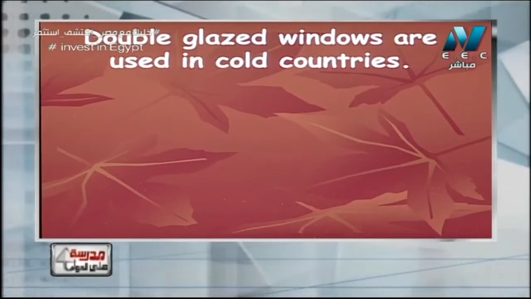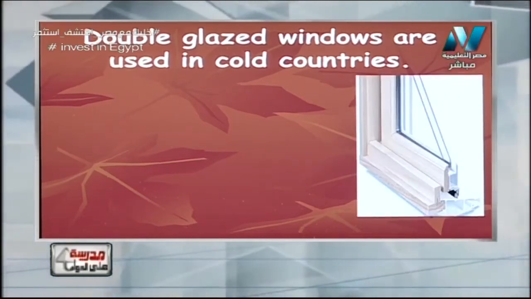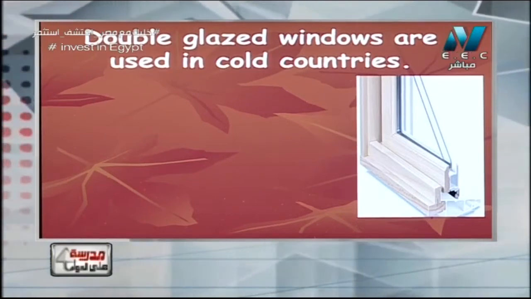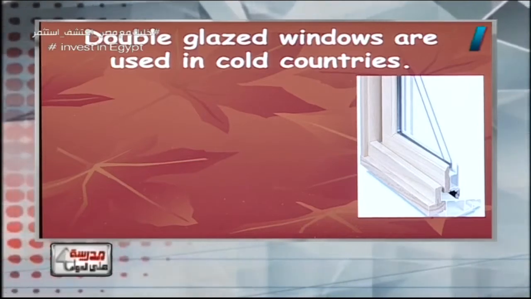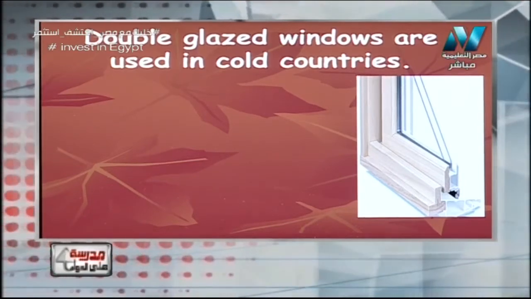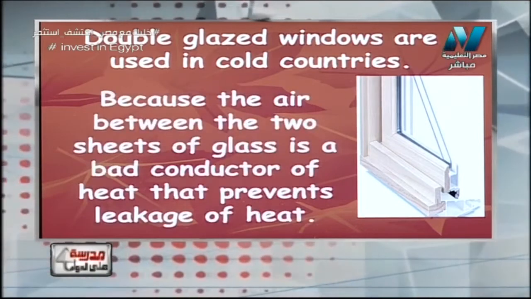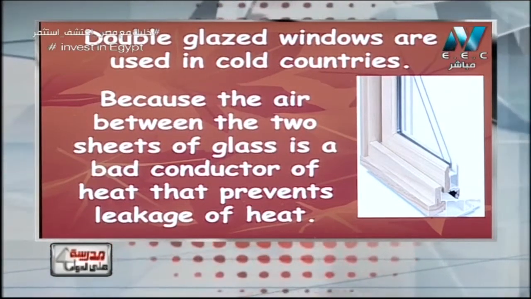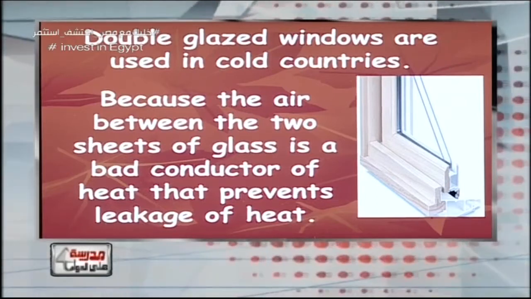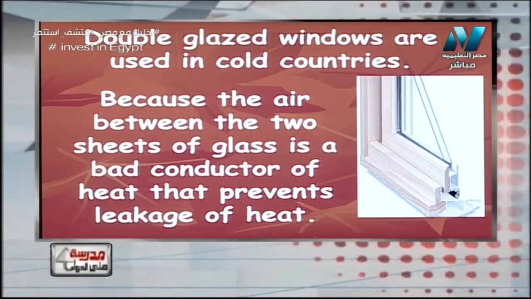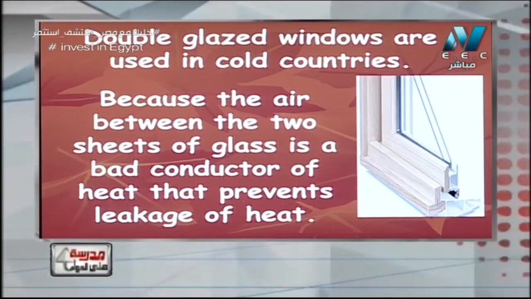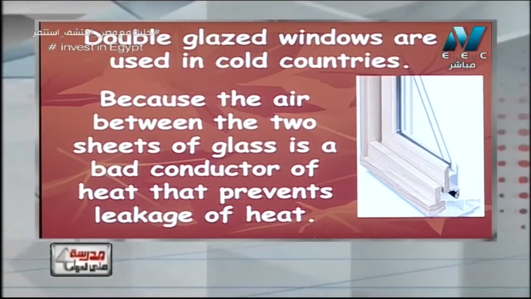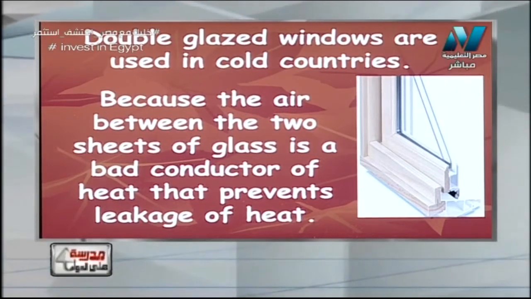Double glazed windows are used in cold countries. Let us see the picture. I have an image for this window. دايما بستخدم شباك ذو زجاج مزدوج او مزدوج الطبقات من الزجاج in cold countries في الدول البارده. طب ليه بنستخدم التكلفه العاليه دي او الهاي كوست؟ لان عارفين كويس قوي ان الاير between the sheets of glass is a bad conductor. يبقى هنا عندي glass bad conductor واير كمان bad conductor وكمان طبقه ثانيه من الجلاس bad conductor. يبقى عندي 3 layers of bad conductors to prevent leakage of heat عشان امنع تسرب الحراره.